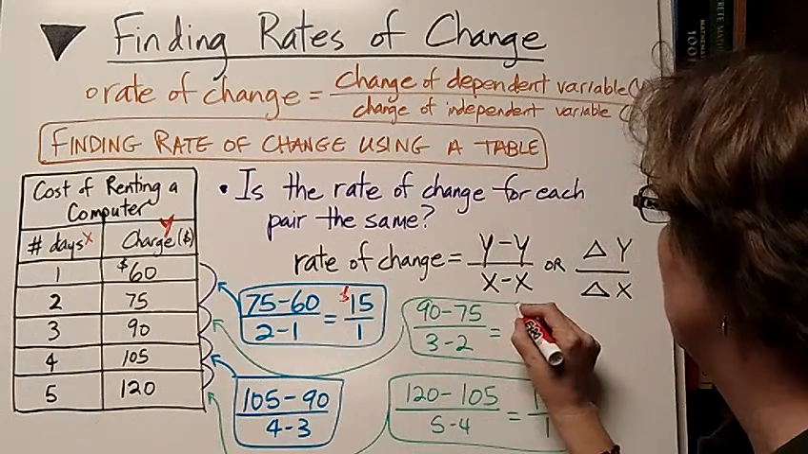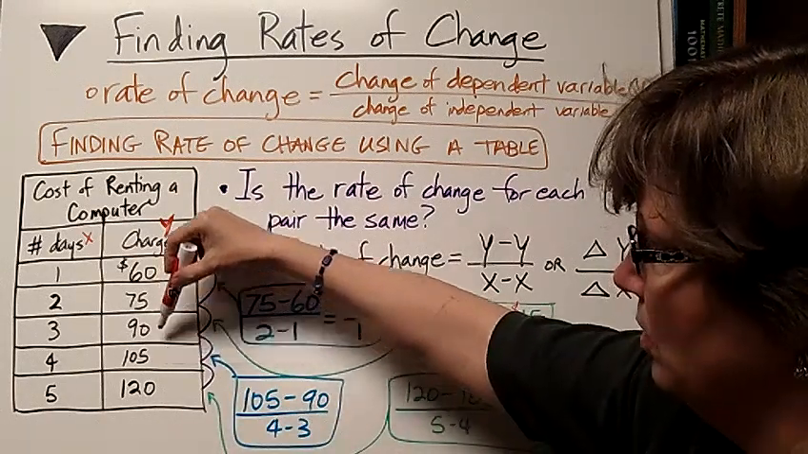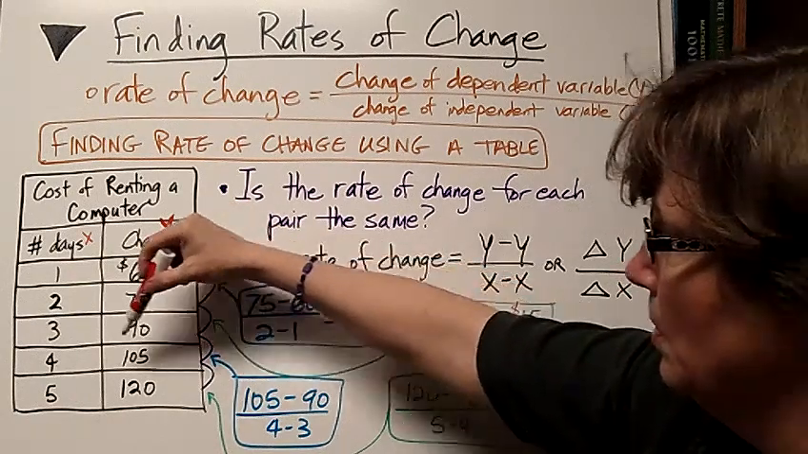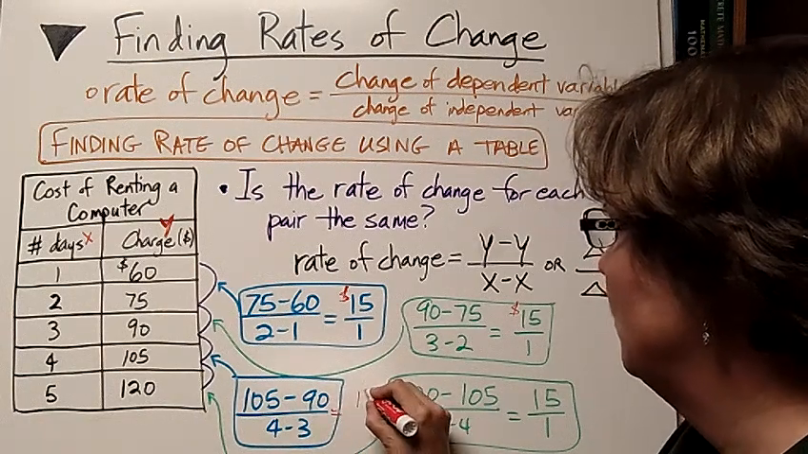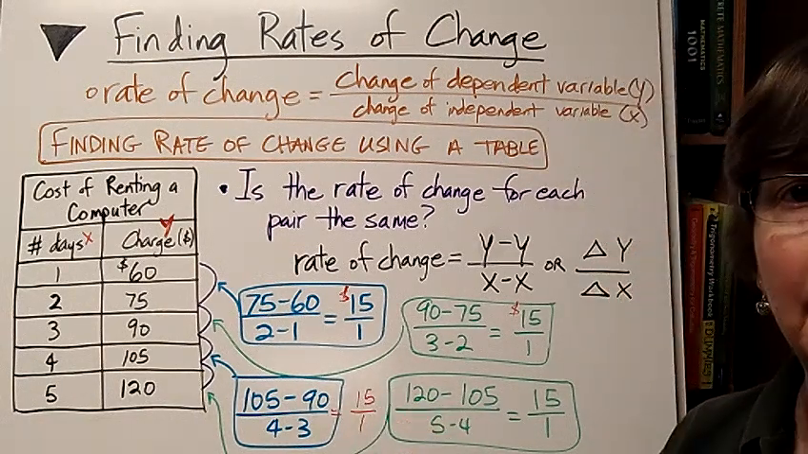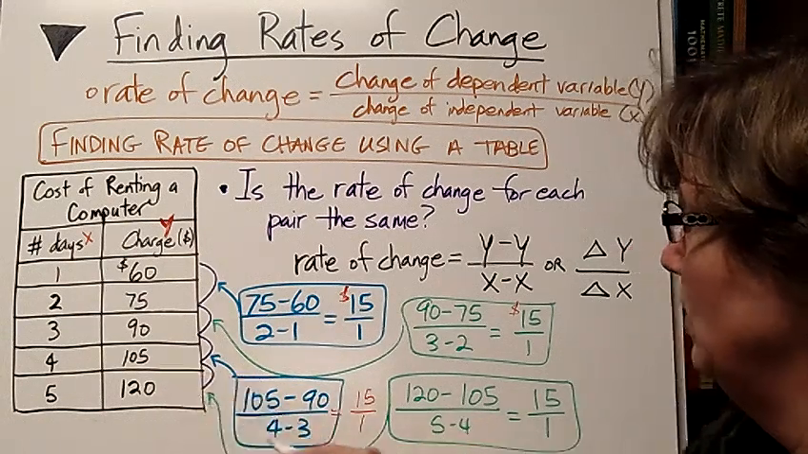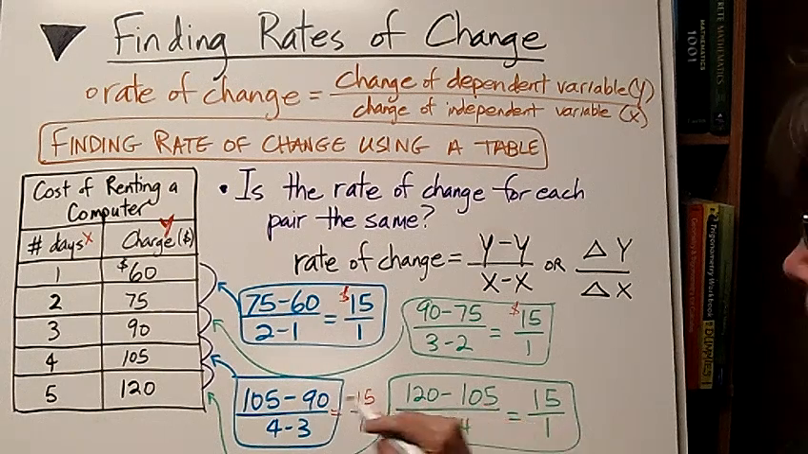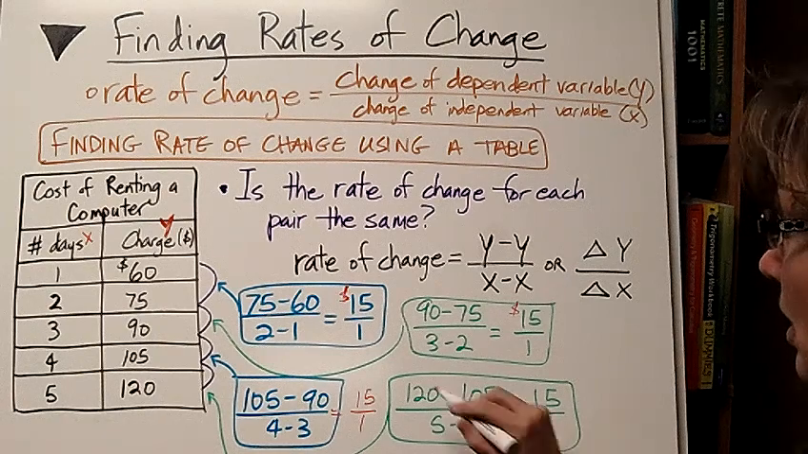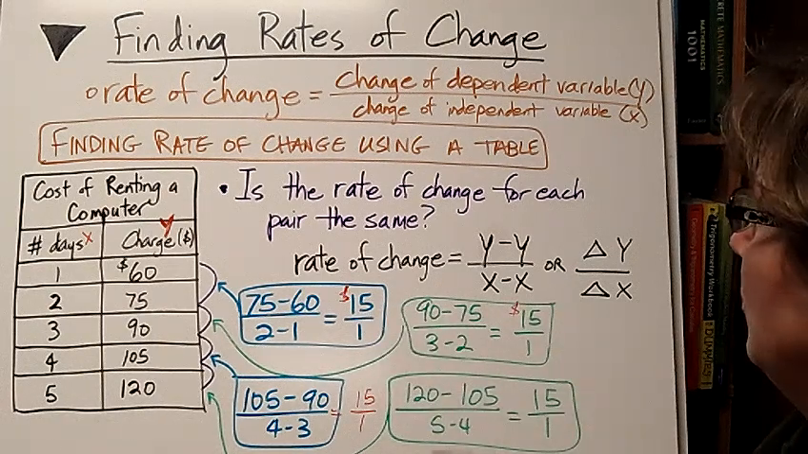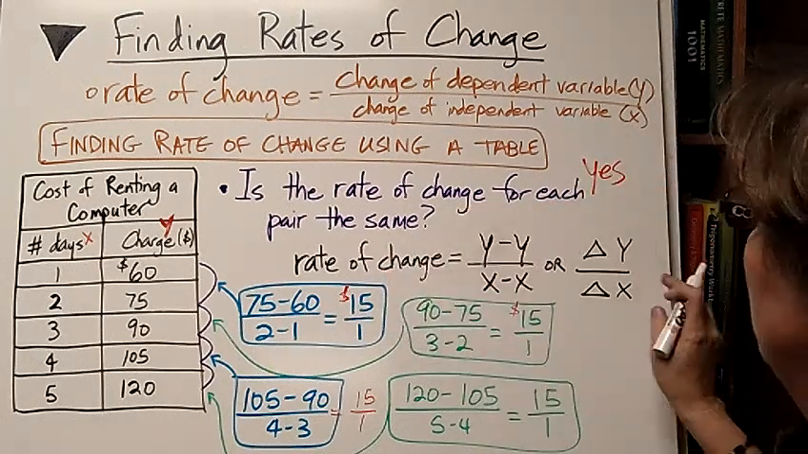These are our dollar values on top. So on here we have $105, take away $90, 4 days take away 3 days. So indeed, our rate here is also $15 per 1 day. Remember, rates are dollars and days. Then finally, we take away 105 from 120, our 5 days to 4 days. And so our rate ends up being, as you can see, in each pair, $15. So yes, each pair is the same.